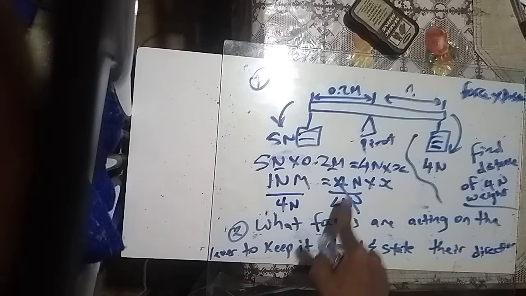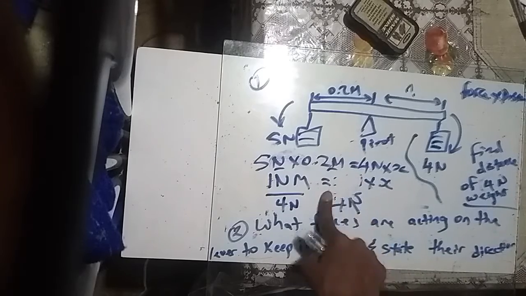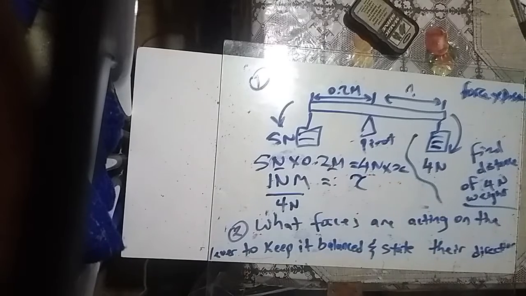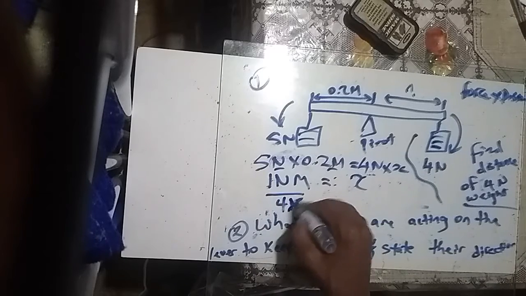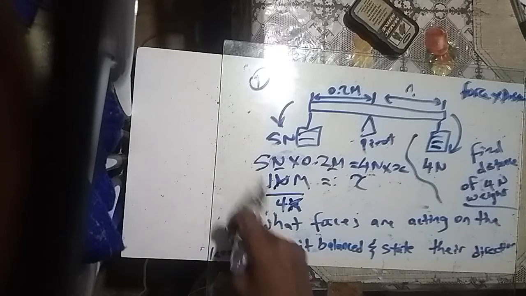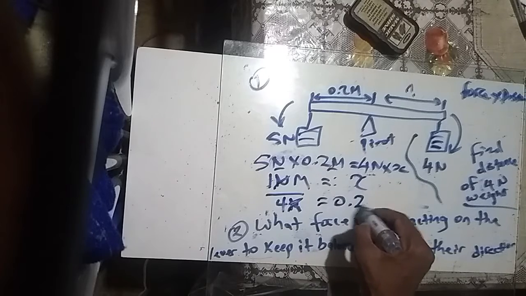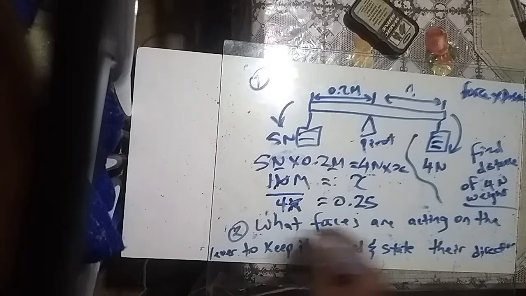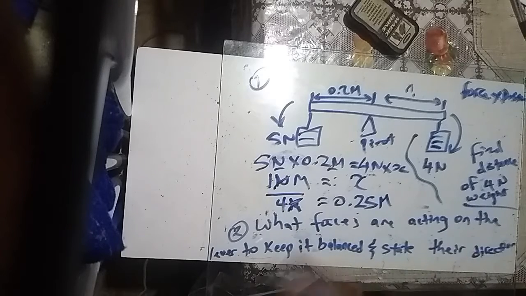So what does that do? This right here, the 4 cancel out. Therefore x is equal to 1 Newton meter divided by 4 Newton. The Newton cancels the Newton, and as we know, 1 divided by 4 is equal to 0.25. Because the Newton cancels the Newton in the Newton meter, I get back my meter. So therefore 0.25 meter is equal to x.